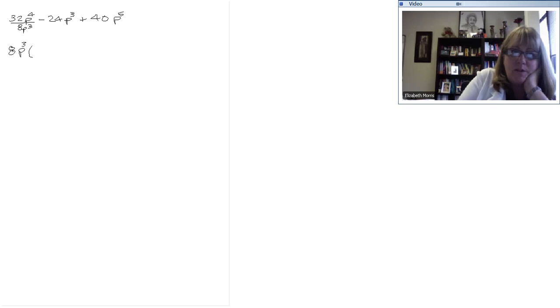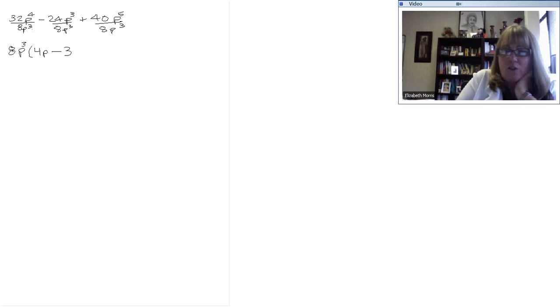8p cubed, 8p cubed, and 8p cubed. All right, 32 divided by 8 is 4. And p to the fourth divided by p to the third, I subtract, and I'm left with p. 24 divided by 8 is 3. P to the third divided by p to the third, it's all gone. So there's no p's left to put. Plus 40 divided by 8 is 5. And p to the fifth divided by p to the third, I subtract, and I'm left with p squared. And there's my answer.